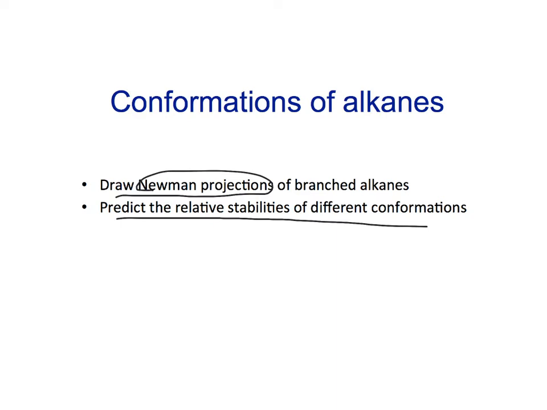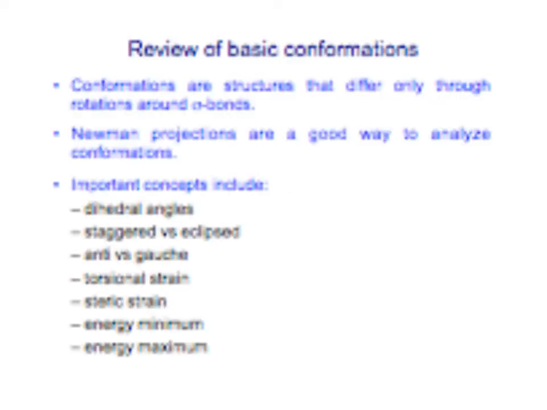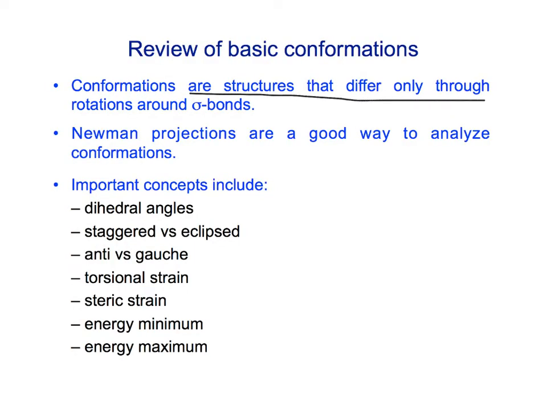All right, so let's review just a little bit here. Before you watch this video, you really should have already read about conformations. Conformations, remember, are structures that differ only in their rotations around sigma bonds, or single bonds. So we're not going to break any bonds, and we're not going to move any electrons. All we're going to do is rotations around bonds. The Newman projection, this type of drawing, is a good way to analyze these conformations.